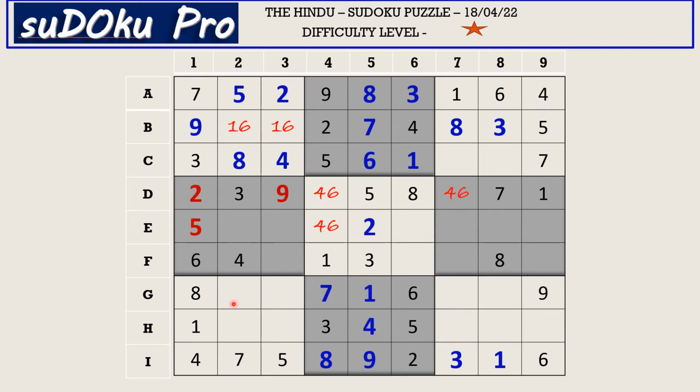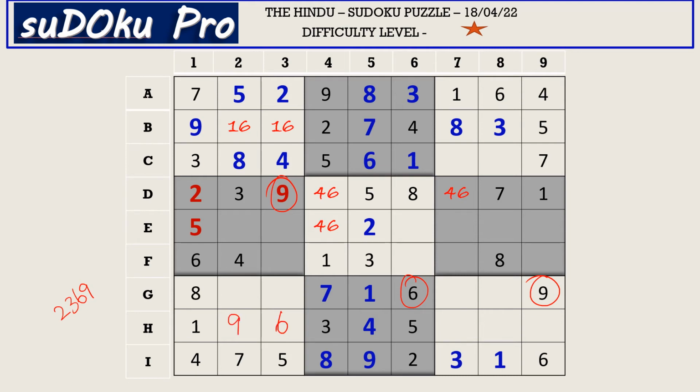Let's try to fill this block. There are 4 missing numbers: 2, 3, 6 and 9. You have 6 and 9 blocking these two cells. So 6 and 9 has to be in these two cells. There is a 9 blocking from here. So H3 takes 6 and H2 takes 9.